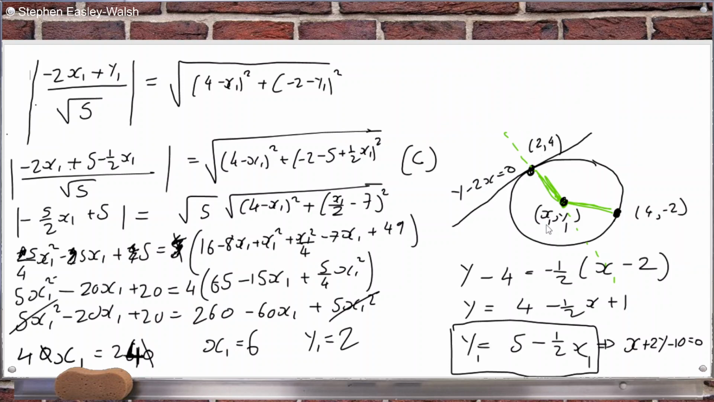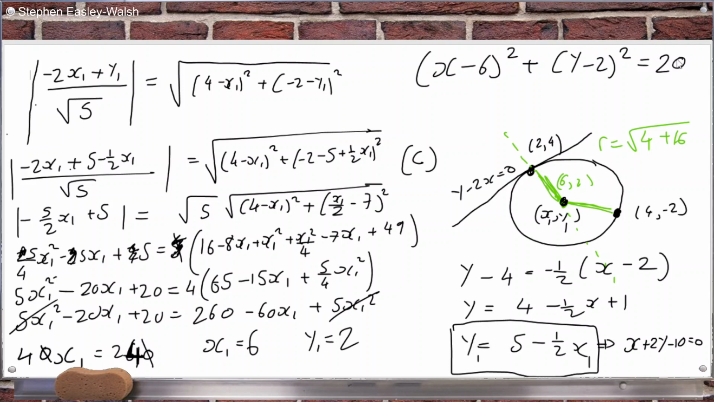So what's left to get? Just the radius. That'd be that distance there, wouldn't it? So let's see. That's now 6, 2. So the radius would be the square root. The difference here is 2 squared. The difference here is 4 squared. So that's root 20. So the answer is x minus 6 squared plus y minus 2 squared equals 20. Yeah, okay, great. I think that's everything in the question.